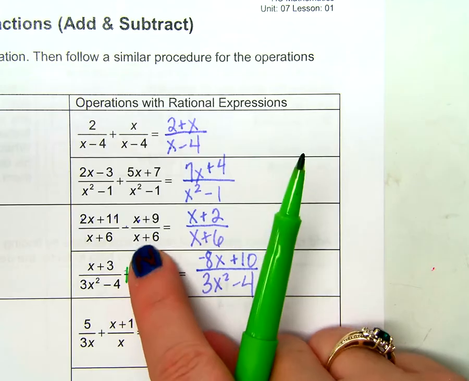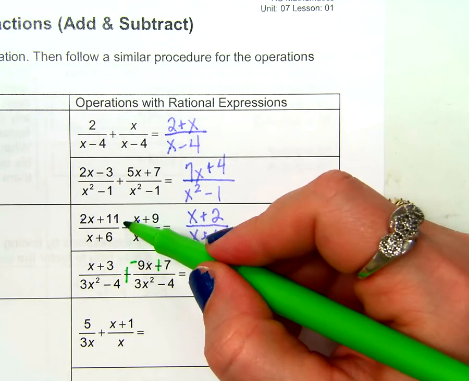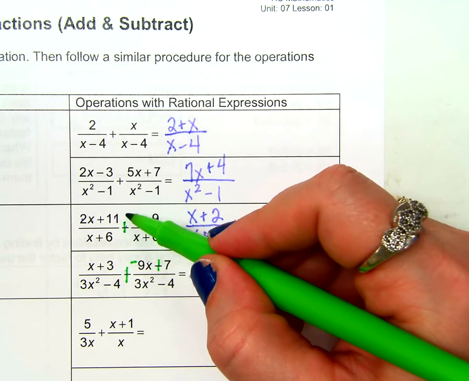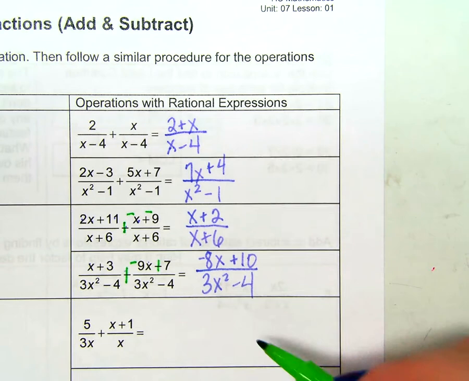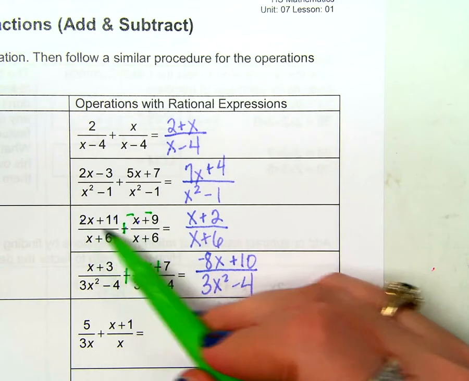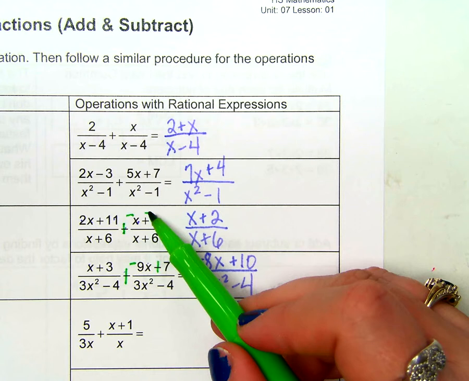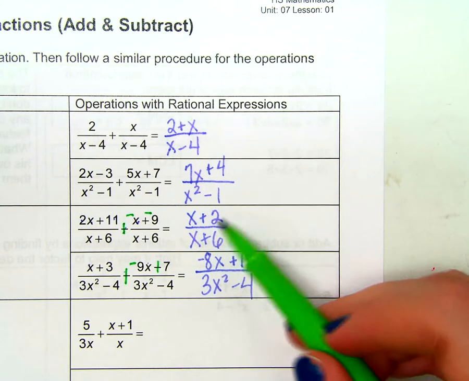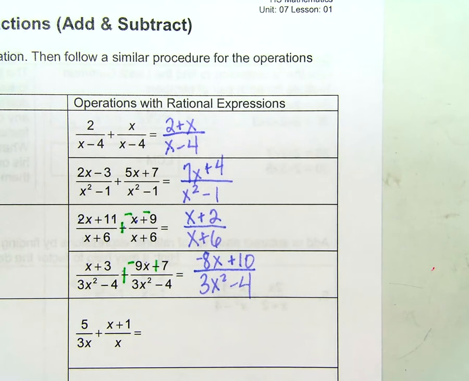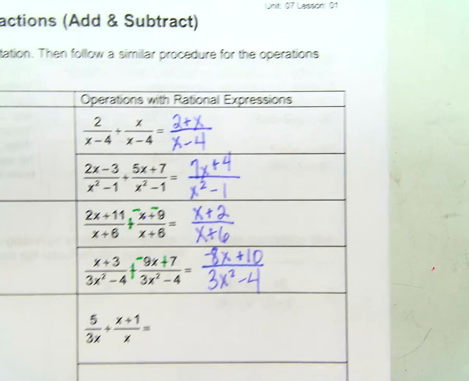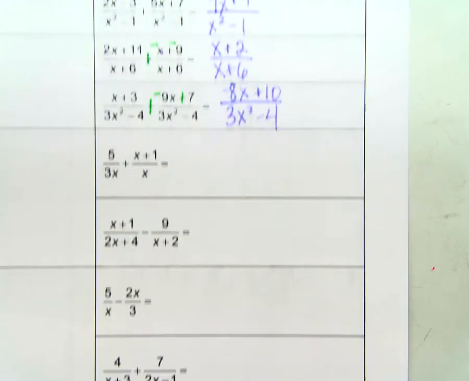I'll do it with the problem above it. Okay? I'm subtracting, so I'm changing the sign of everything that I'm subtracting. So I have a 2x and a negative x, which is x. I have an 11 and a negative 9, which is a positive 2. Does that help? If it helps, do it. If not, it's the same thing we just did. It just looks different. Fair enough? Okay, you ready?